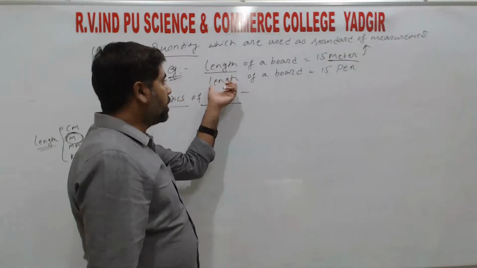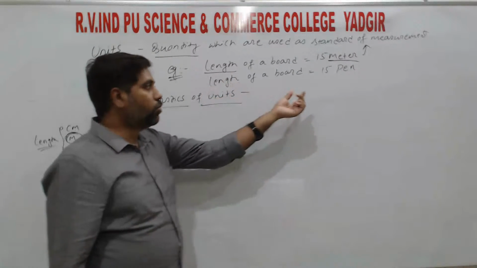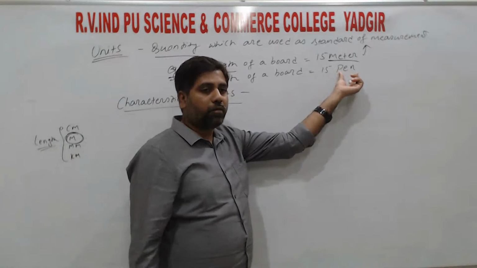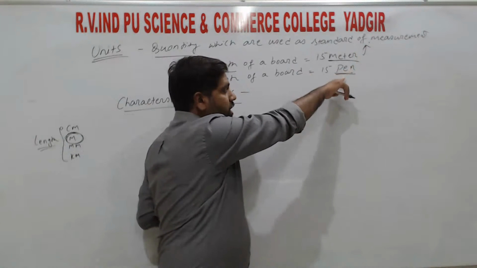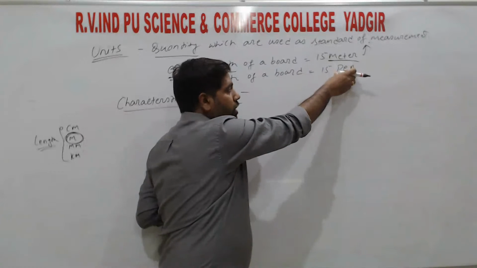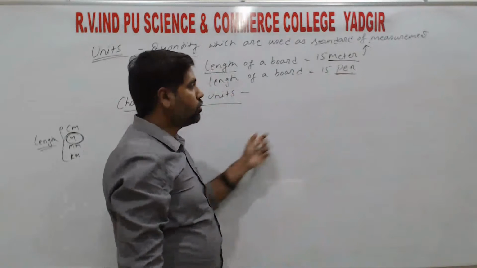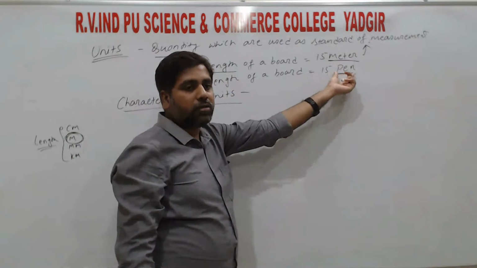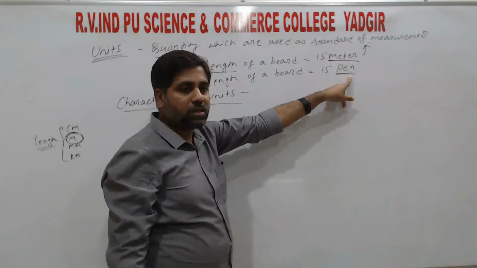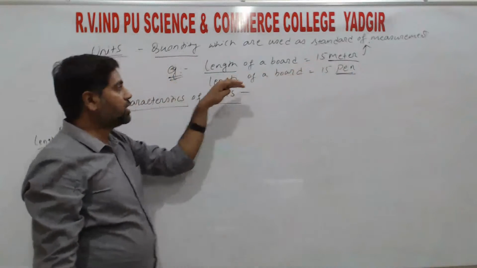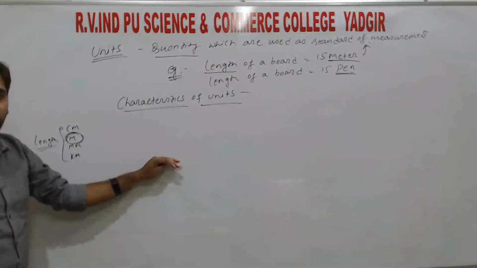Any physical quantity, to express it, needs both the numerical value and along with its unit. Here I am considering pen as a unit, but it is not a standard unit of measurement. This we took only for comparison, but this is not the unit. We can compare the physical quantity with the other quantity, but we can't say this one is the standard physical quantity to measure the length, right? That is due to the characteristics of units.